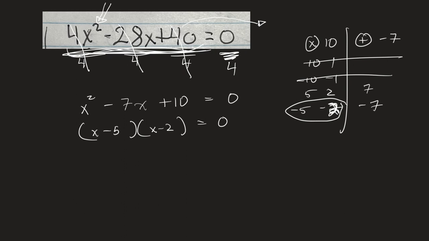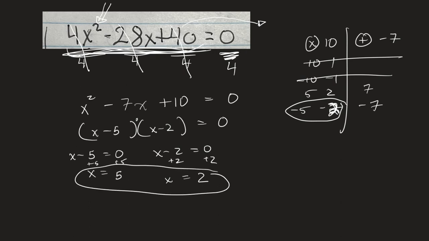Then, since it's equal to 0 and I'm multiplying, I would say either x minus 5 is 0 or x minus 2 is 0. So in this case, I'll add 5 to both sides, so I'll get x equals 5. Here I'll add 2 to both sides, and I'll get x is equal to 2. So these would be my two answers.